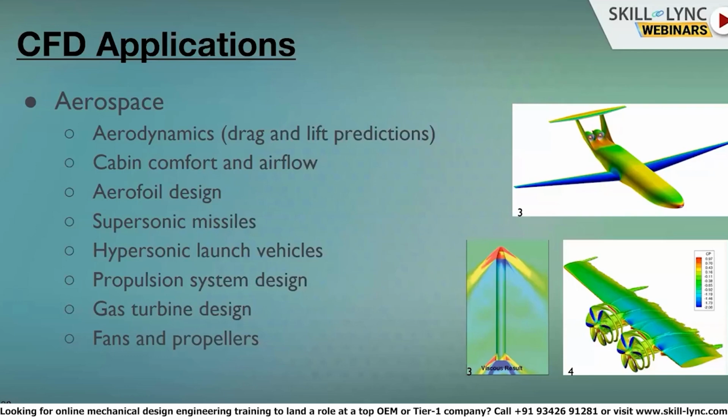Because countries make missiles, and their main objective is maximum range. It has to travel 5,000, 10,000 kilometres, or it has to reach 2-3 countries beyond. If they are able to hit, they will be happy. So that range, again, CFD has to play a major role in that. And hypersonic launch vehicles, as you know, the space vehicles, re-entry vehicles.